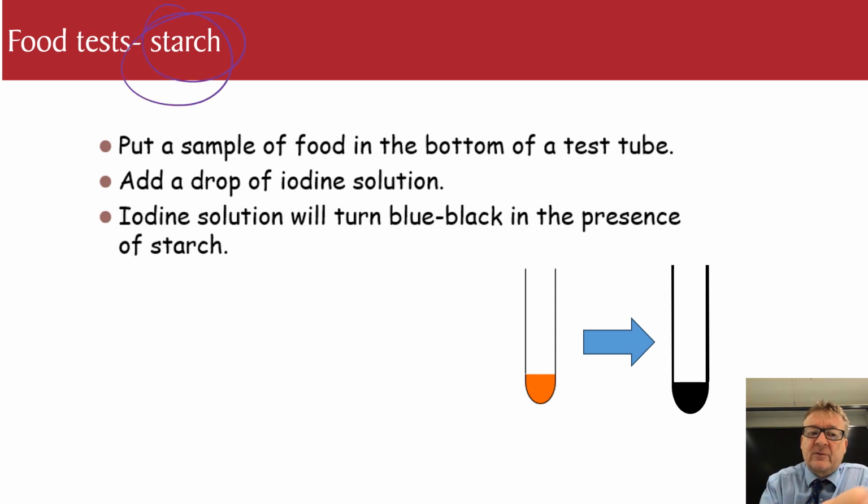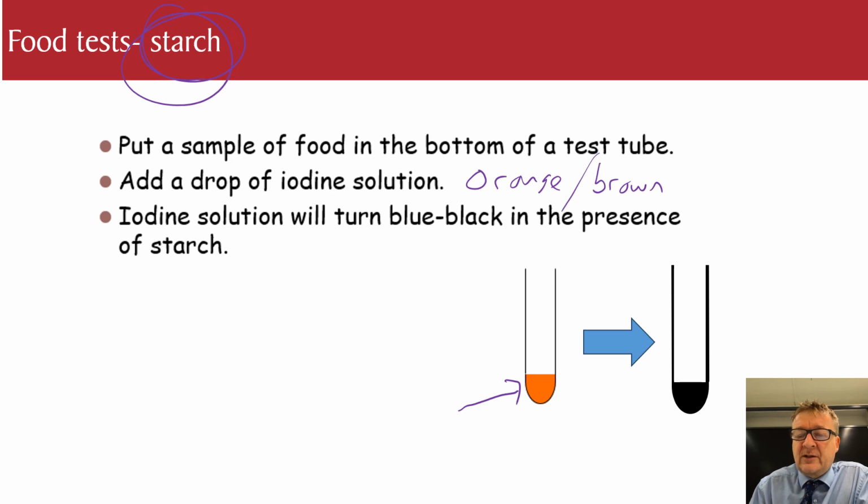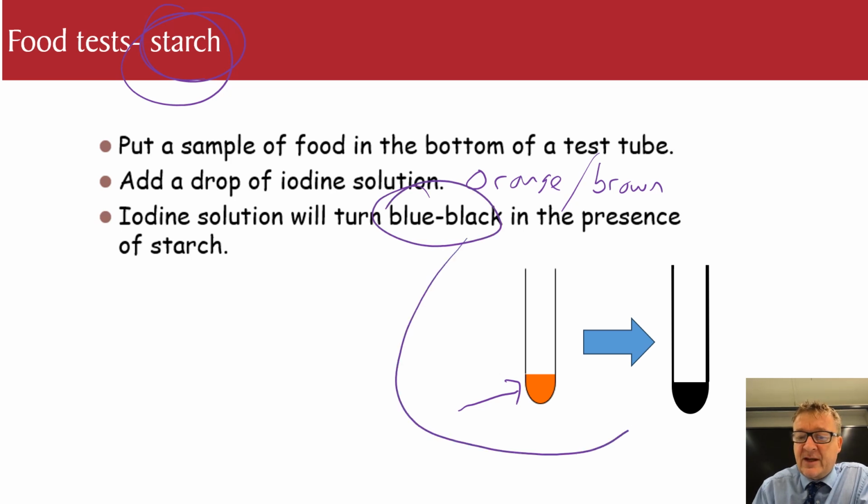We're going to start off with starch. You put your food sample into a boiling tube. Then you add iodine to it, and iodine is an orange-brown colour. If you add the iodine to your food sample and it turns blue-black, that means there's starch present. So a positive result is blue-black for starch.